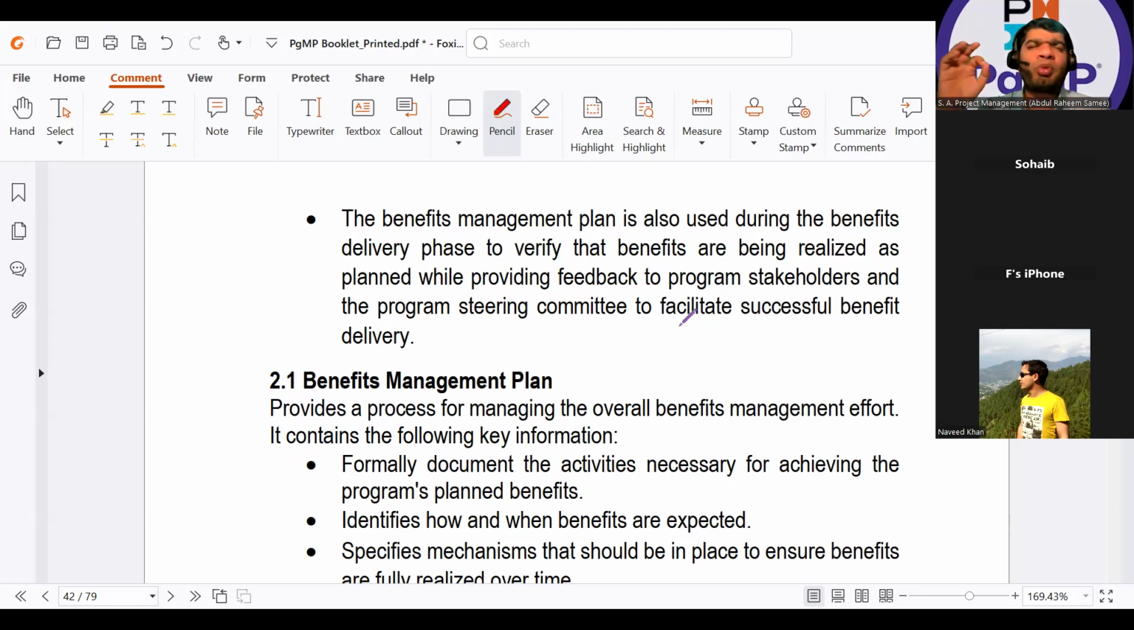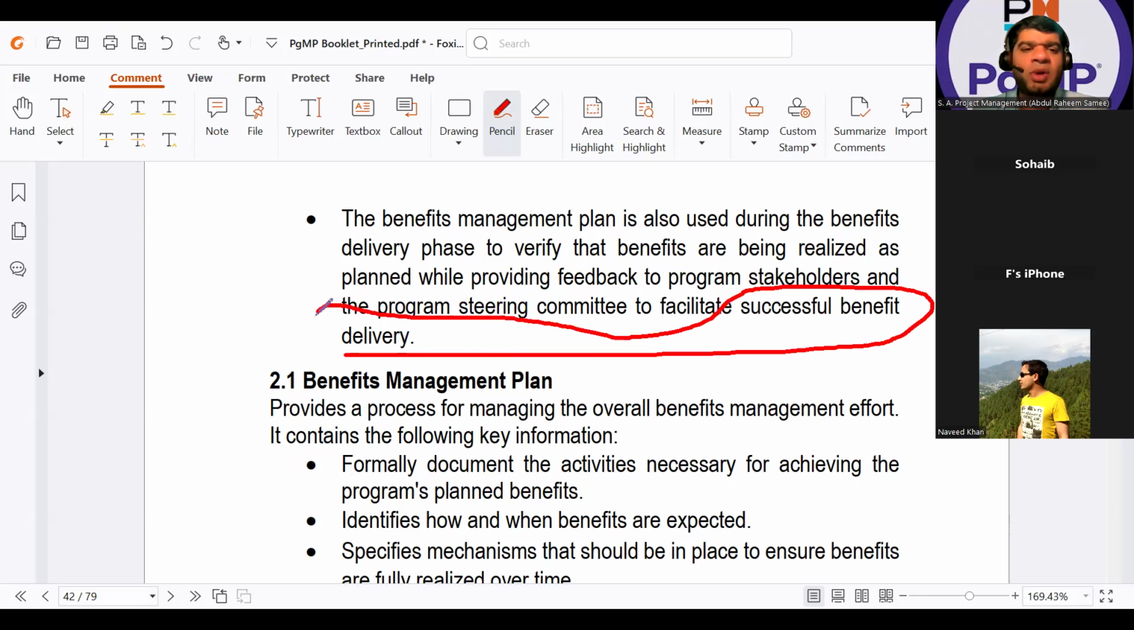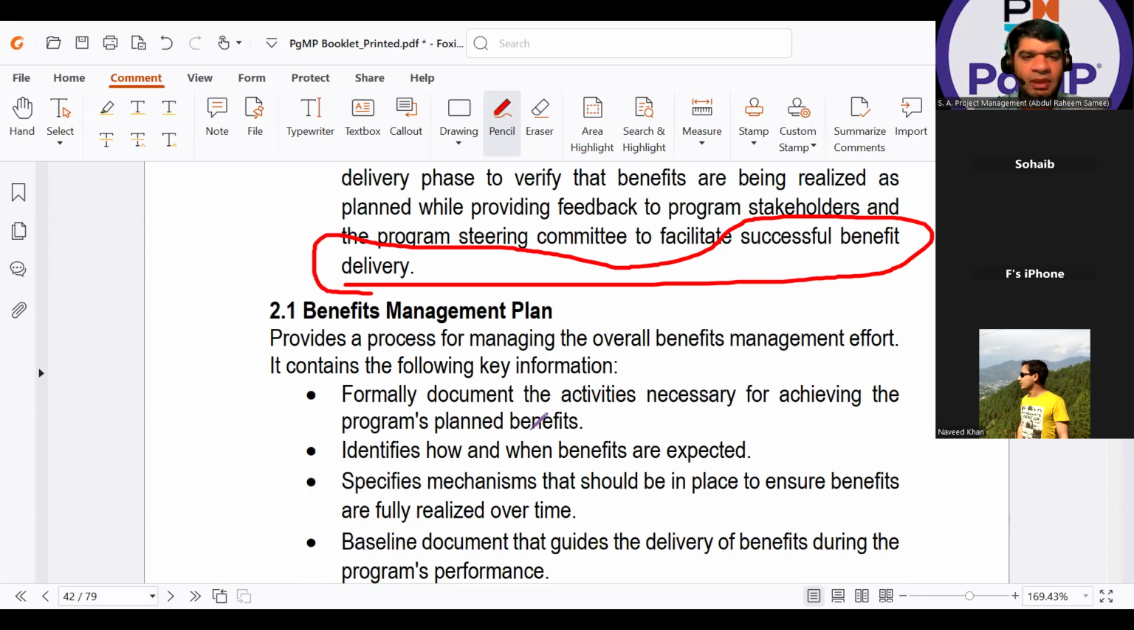So the key point of developing your benefit management plan or doing the benefit analysis is to facilitate successful benefit delivery. This tone is coming in many of the questions. Why you are doing the program, why you are doing stakeholder engagement is to facilitate successful benefit delivery. I will do whatever in my program just to realize successful benefit delivery.